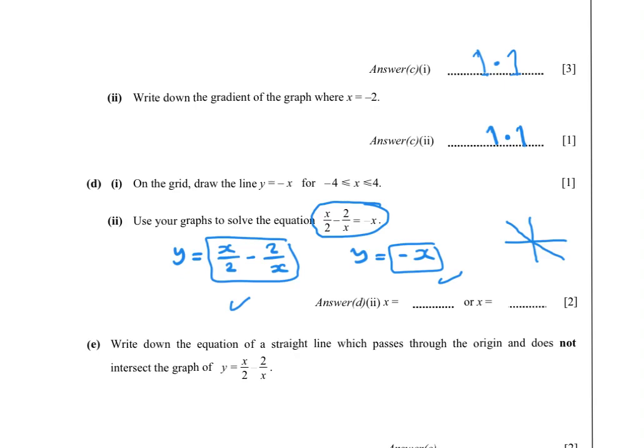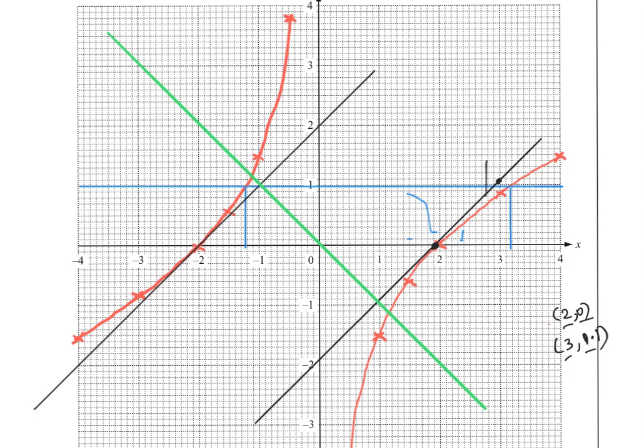Let's do it. This is the line y equals negative x. Find the intersection with the curve. This is the first point. This is the second one. Now find the x coordinate for the intersection points.